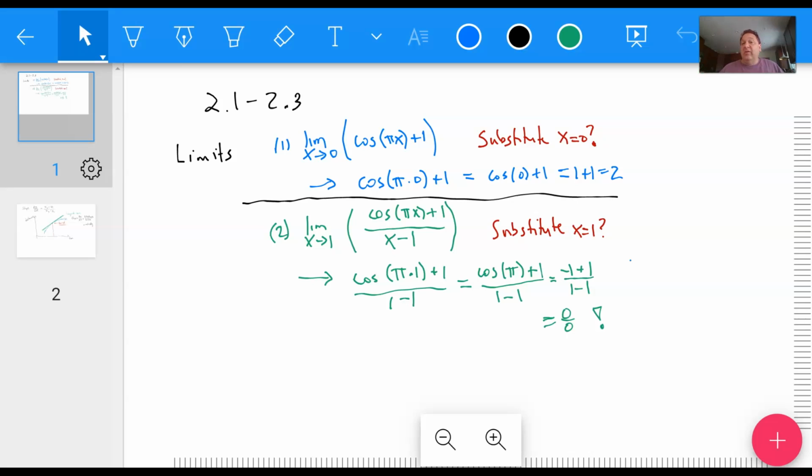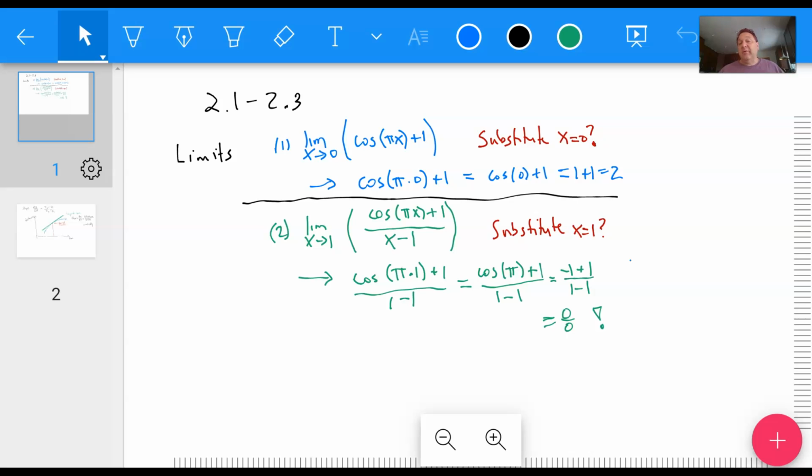For normal continuous functions, we would just substitute that value of x on the screen, for example, in blue, to find the limit as x gets infinitesimally close to 0. For this function, it's nice and continuous. We can just substitute x equals 0, and we get a value of 2.